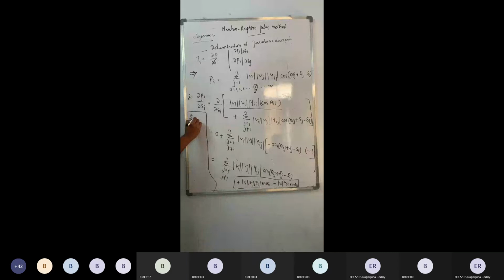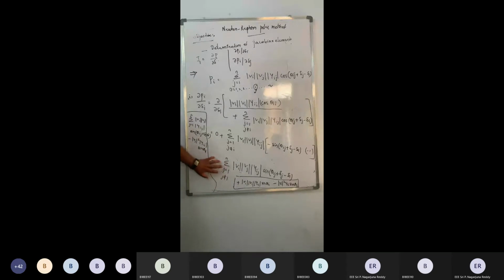So this will become again mod Vi mod Vj mod Yij sin of theta ij plus delta j minus delta i, minus mod Vi square Yii sin theta ii. I have joined these two terms now. I will get again sigma j is equal to 1 to n.